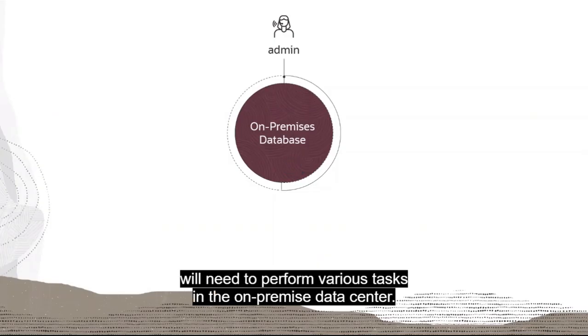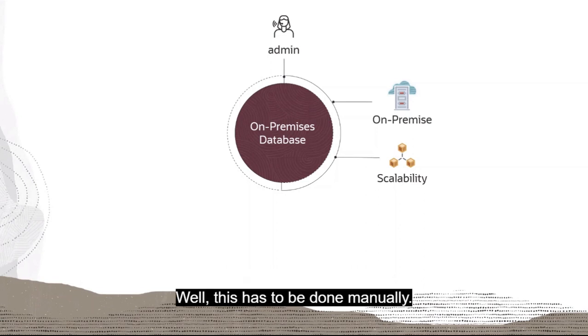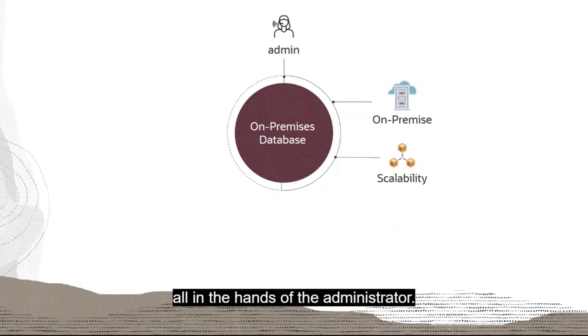the administrator will need to perform various tasks in the on-premise data center. It will be the administrator who would need to monitor the utilization of resources to ensure that there are sufficient resources to handle the workload and to adjust accordingly to meet the demands. Well, this has to be done manually, so that's a consideration of scalability. Though there is scalability capability, it's all in the hands of the administrator.